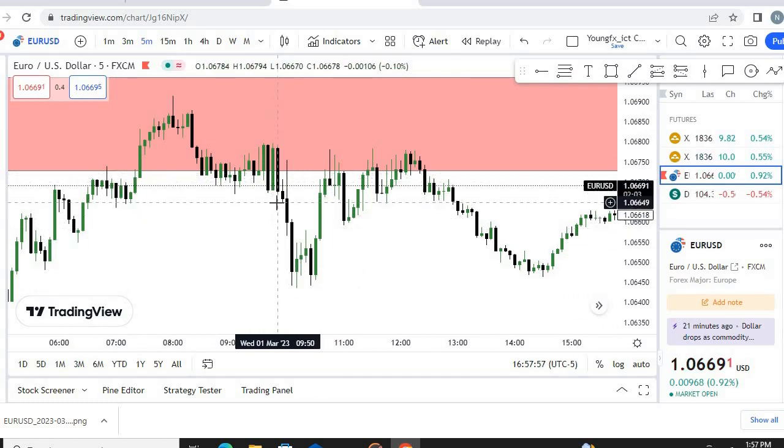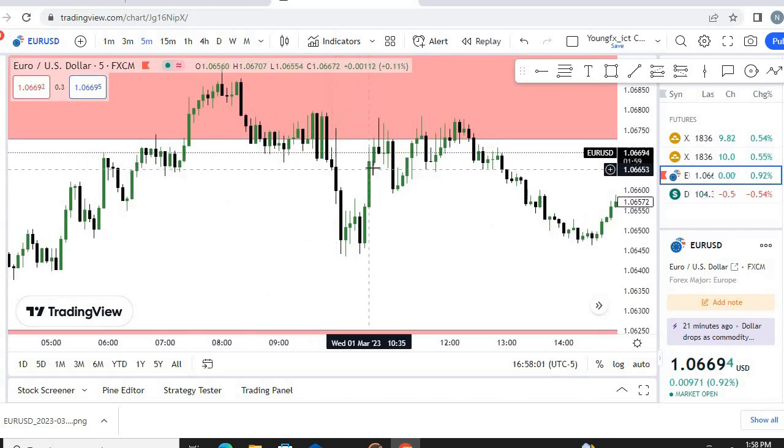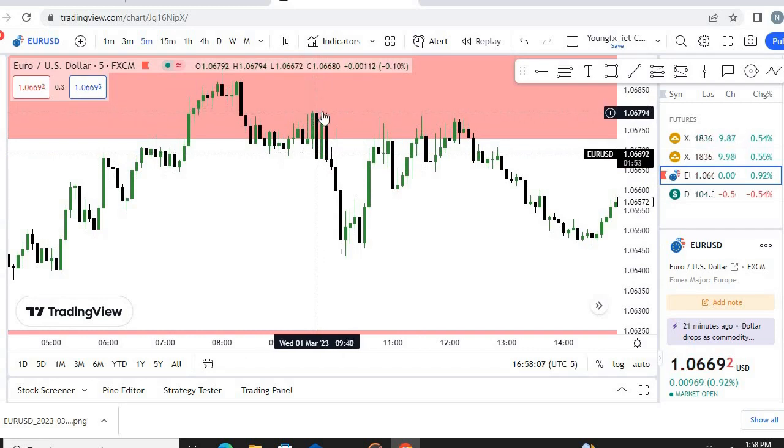Would you have been entering here? Yes, if it's me, I would have been entering here. If I enter here, my stop loss will be above this swing. Normally, my stop loss will be above this swing. You say, what of this fair value gap? The fair value gap, I will see it as a breakaway. Why?